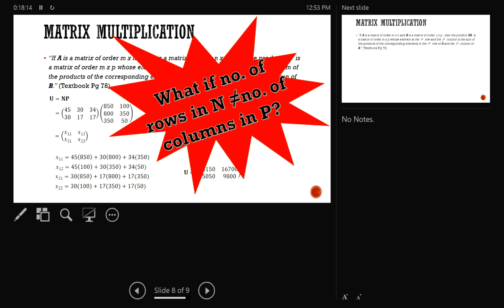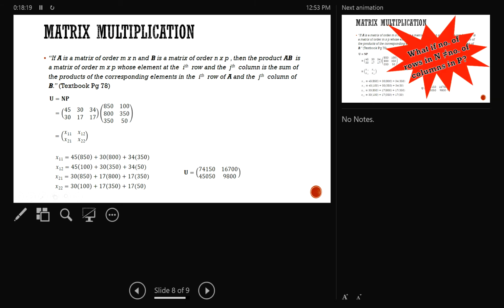What if the number of columns in N is not equal to the number of rows in P? So what do I mean by that? Let's say this n over here is different from this value over here. Let's pretend they are different, because right now they are the same. So 45 has a partner, it is 850. 30 has a partner, it is 800. 34 has a partner, it is 350.